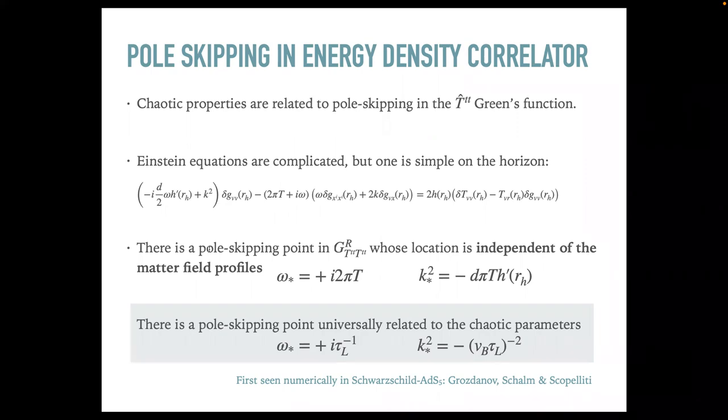And so then again, just from looking at the left-hand side, I can identify a pole skipping point, just by looking where these two terms in brackets match. And what I'll find is there is a pole skipping point whose location is independent of the matter fields that I just said. The frequency just depends on the temperature, and the wave number just depends on the derivative of this component of the metric at the horizon. Now if I compare this to these chaotic properties, I can see that in all this big class of gravitational theories, there's a pole skipping point in the energy density Green's function whose value is universally related to tau L, the rate of growth of chaos, and v_B, the butterfly velocity that controls how quickly chaos spreads.